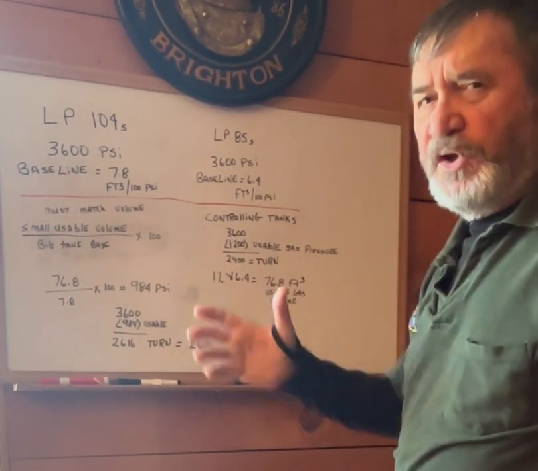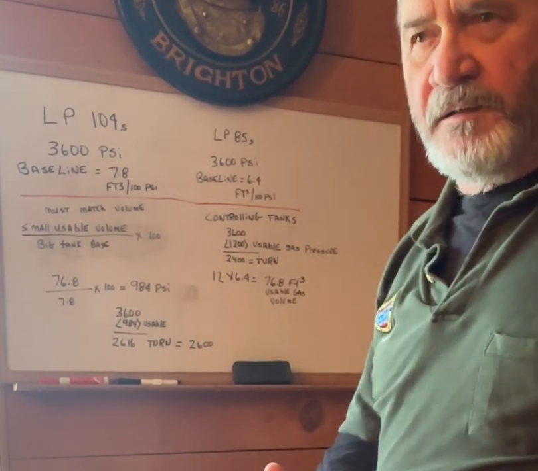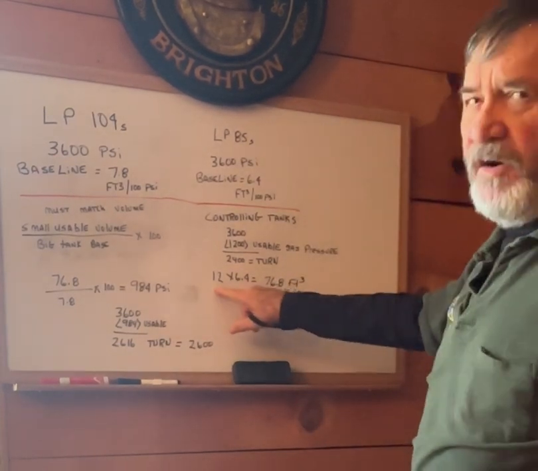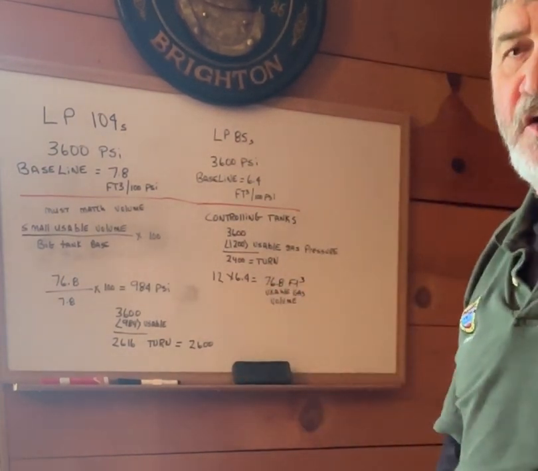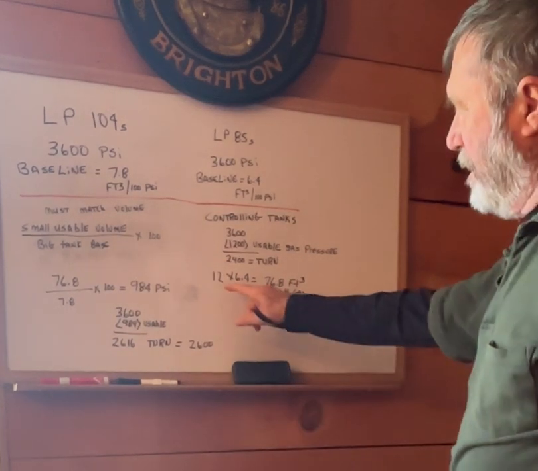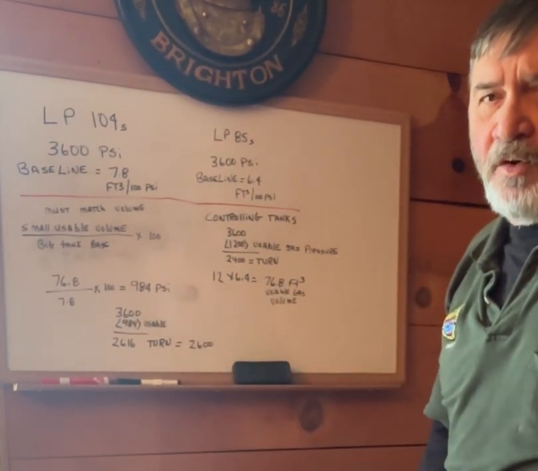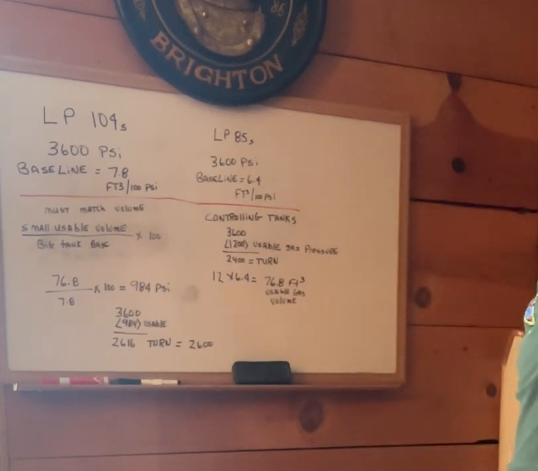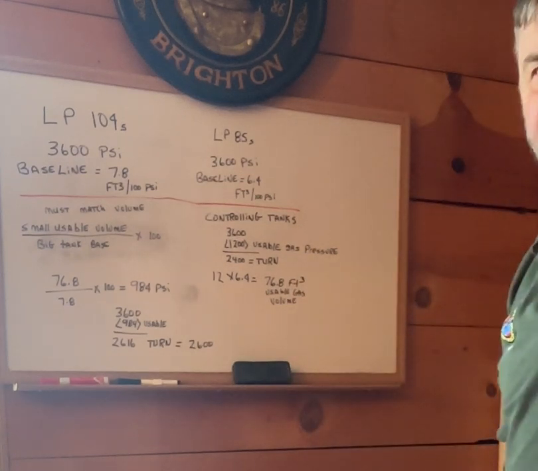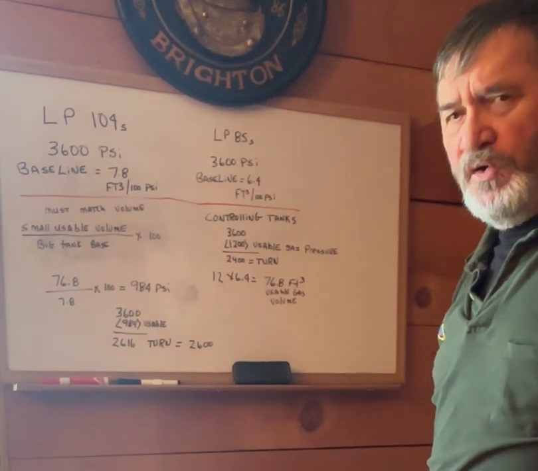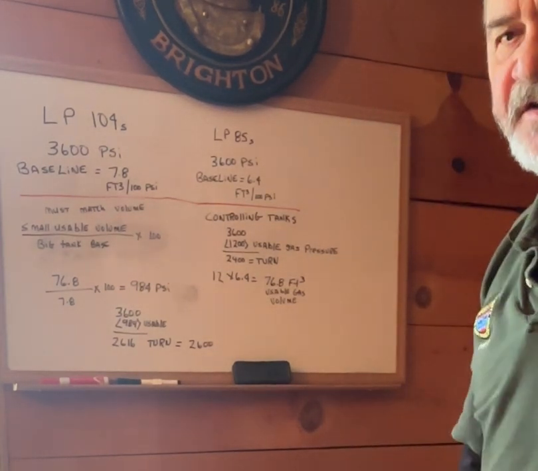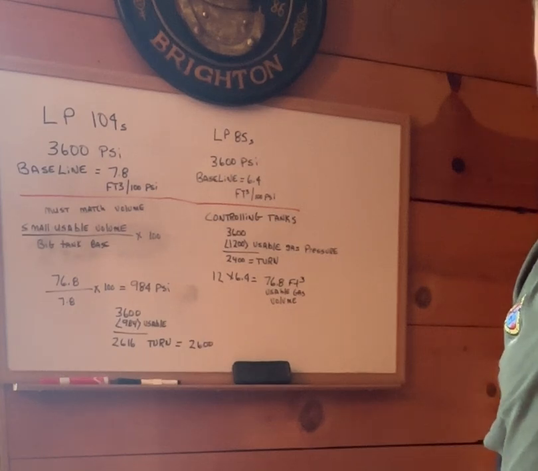To calculate the usable volume that diver can use, you simply multiply 12, which is the number of hundreds he can use, 1200, times 6.4, and that equals 76.8 cubic feet of usable gas. So that diver can use 1200 psi, which is 76.8 cubic feet.